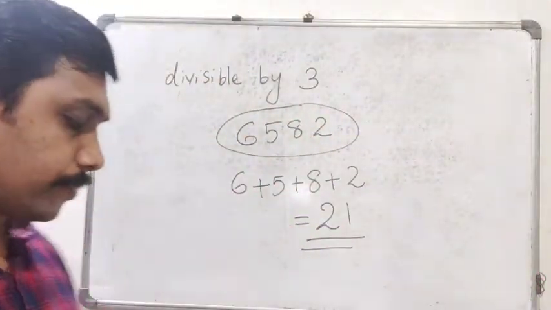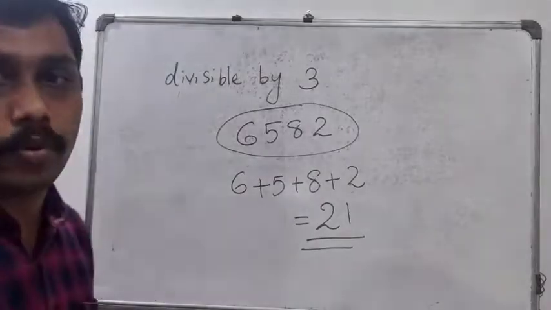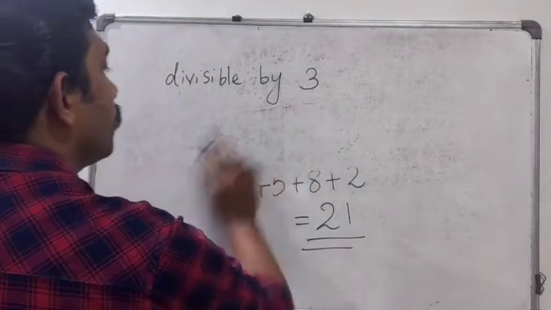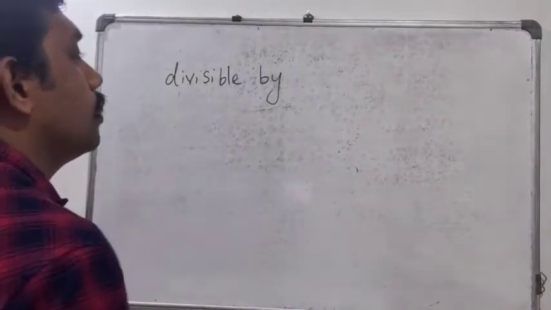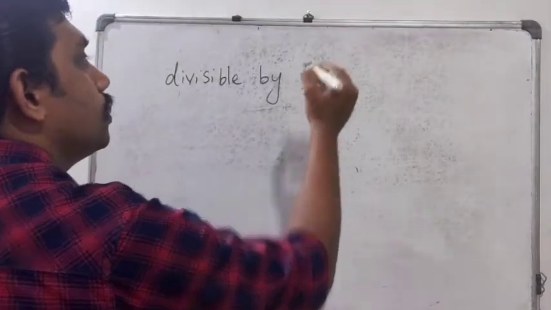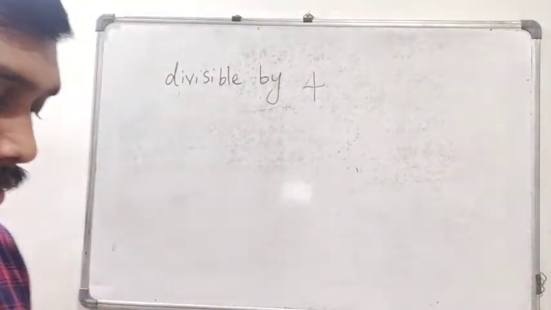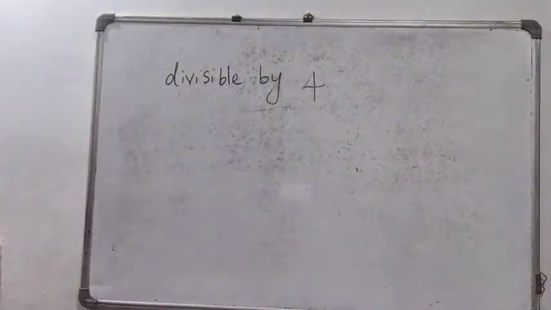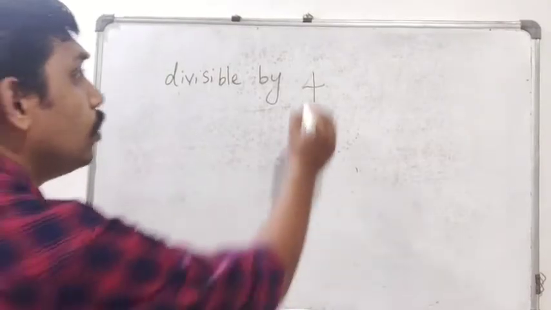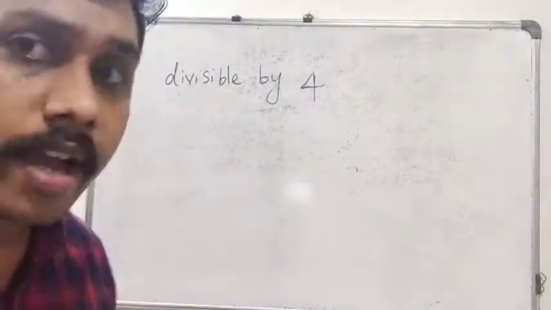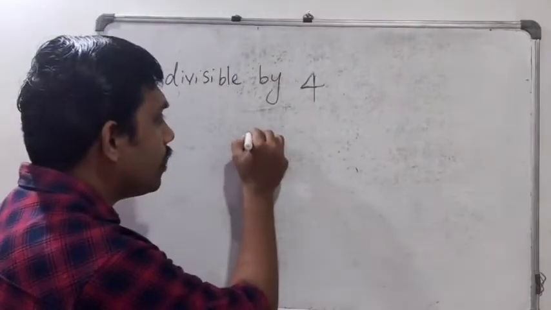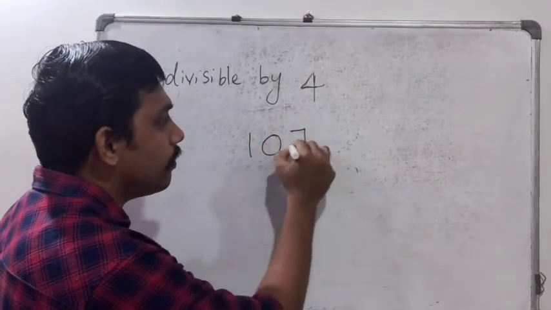And third one, divisibility of 4. I am going to explain it through an example. Here we have a number, 1072.